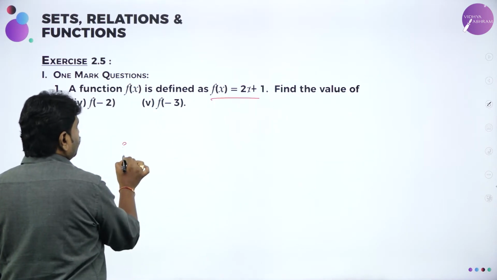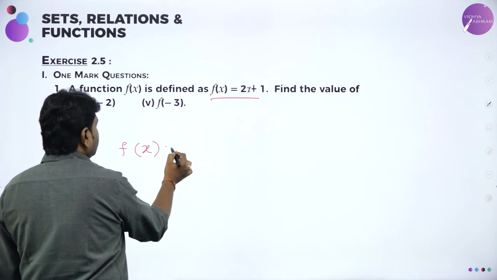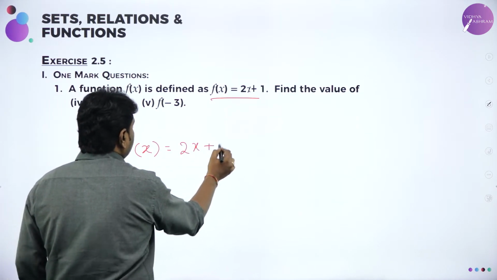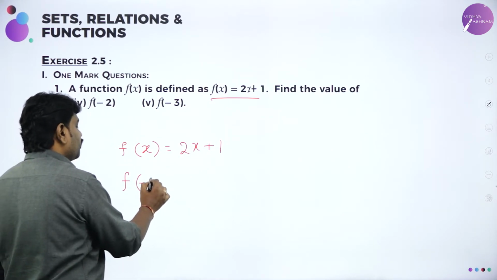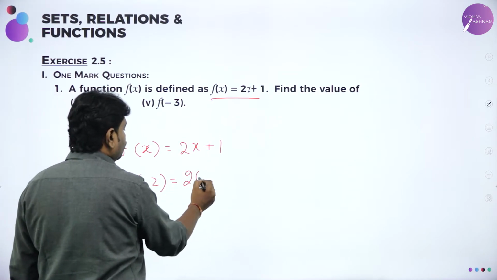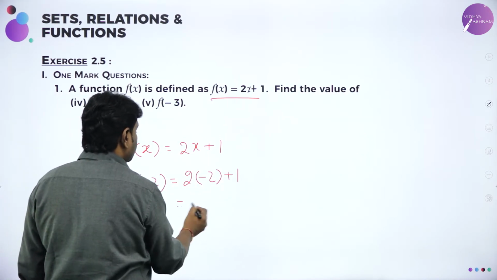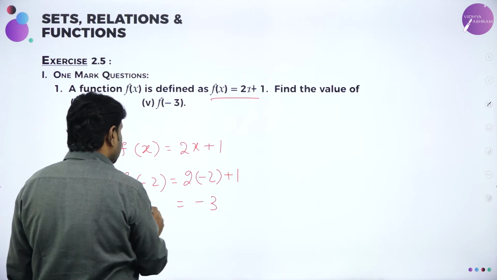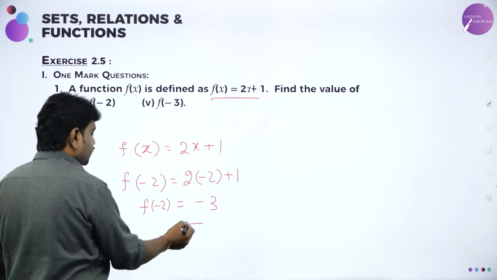f of minus 2 they want. What is f of x? Given in the problem, 2x plus 1. They want you to find f of minus 2. f of minus 2 means what? In the place of x put what? Minus 2. 2 into minus 2 plus 1 will become minus 4 plus 1, minus 3. So, you got f of minus 2, that is minus 3.